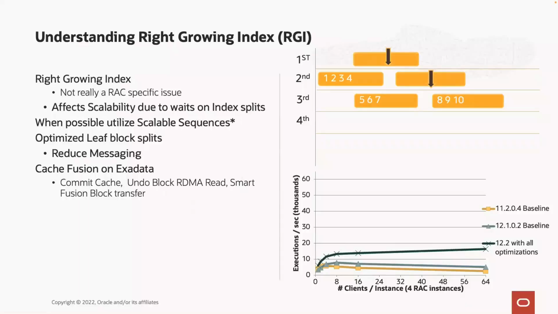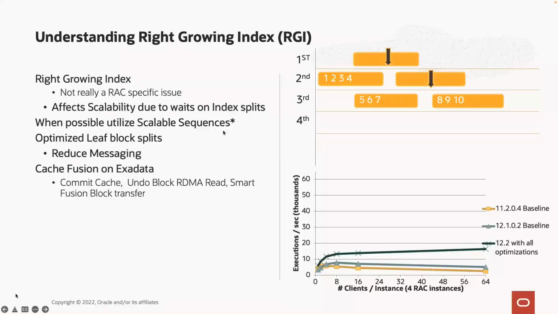So what have we done? What we have done is we have reduced our leaf block splits. We have reduced our messaging, and we have also provided, especially for Exadata, because of features like commit cache, the undo block RDMA read. Remember, undo block RDMA read is basically reading the undo block using RDMA, or as I call it, just being able to query the undo block from the remote side. We also have Smart Fusion block transfer that helps with these kinds of workloads.